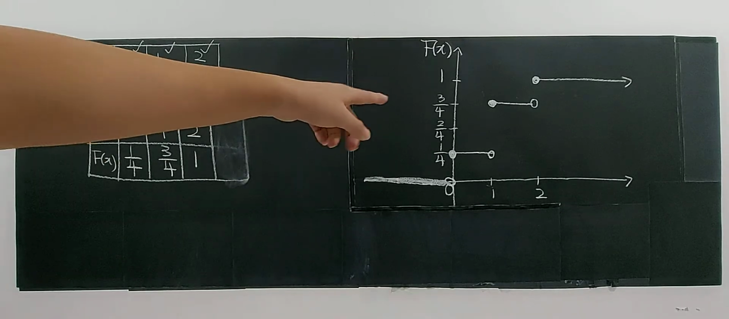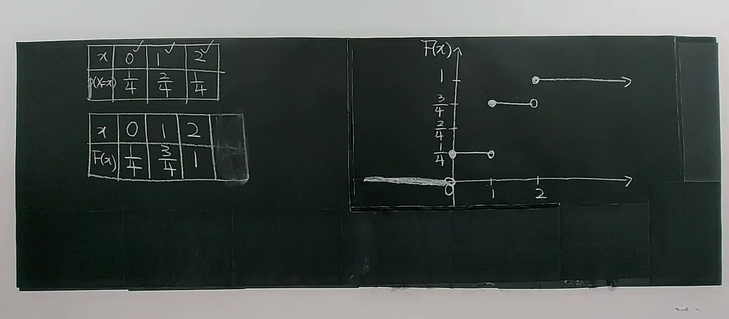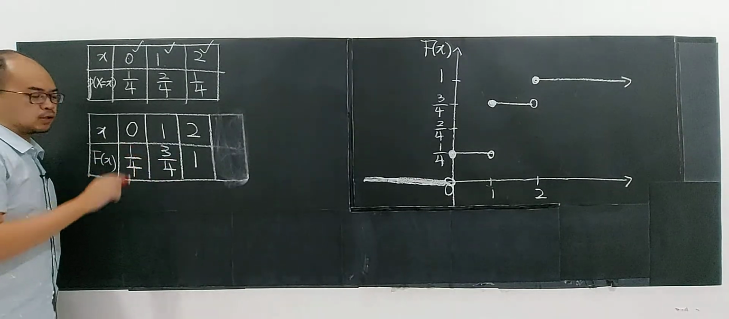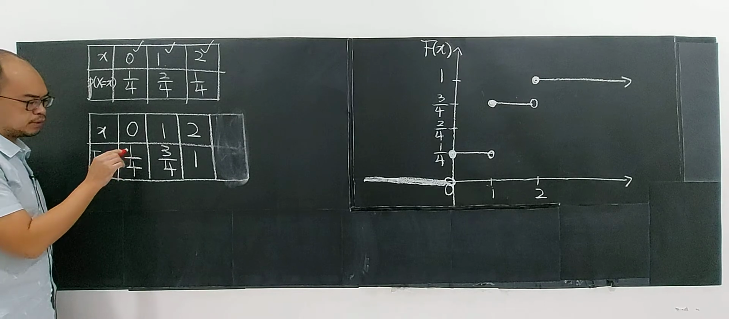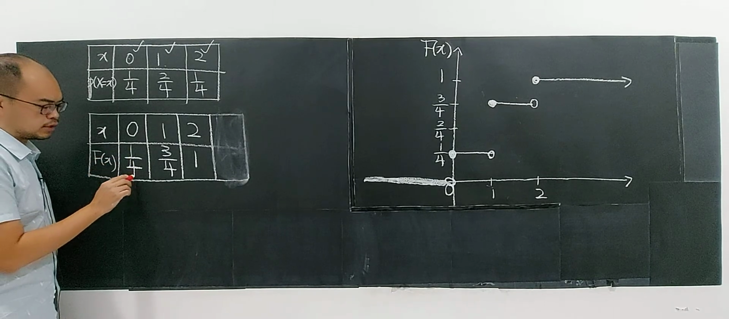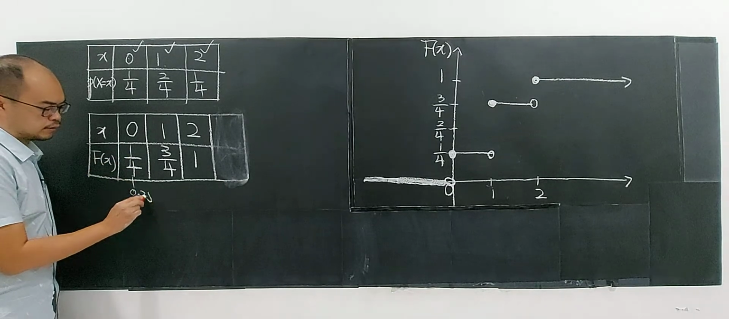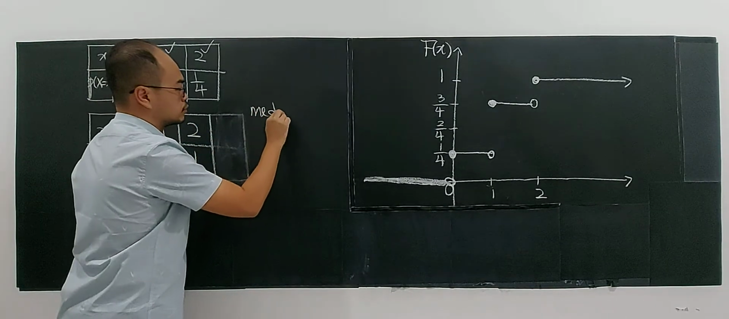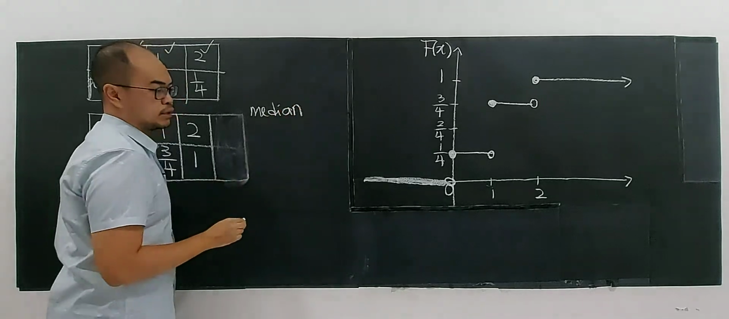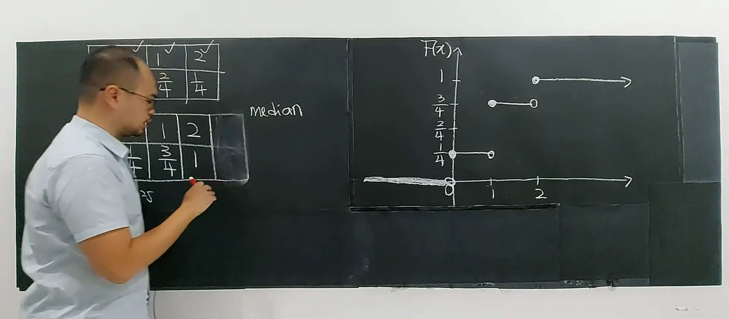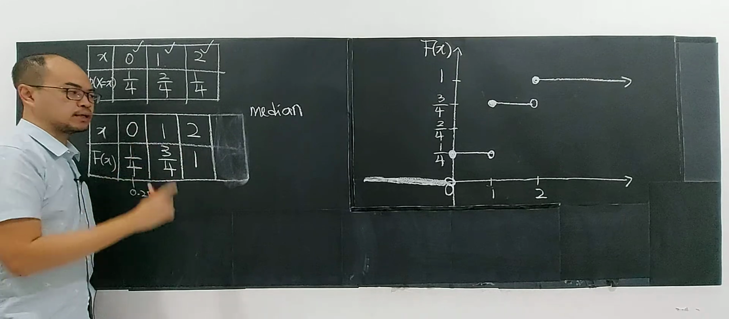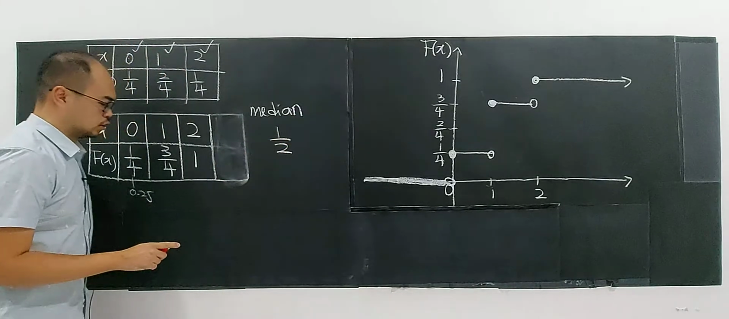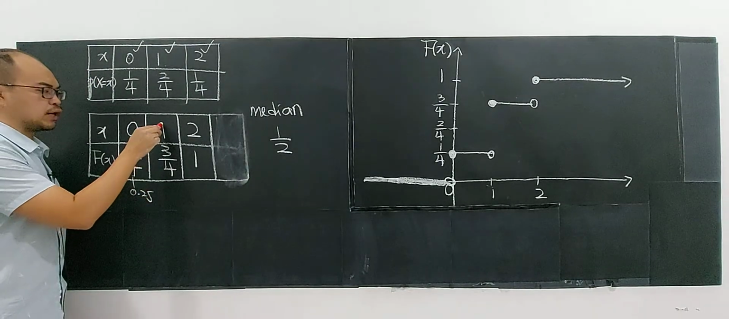Or from the graph we can identify the median. Very easy. It is the point where the probability is more than 1 over 2. For example, look at this 1 over 4, which is 0.25. When we talk about the median, the median must be half of the probability. The total probability is 1, so the cumulative probability must reach 1 over 2. So the median will be 1.